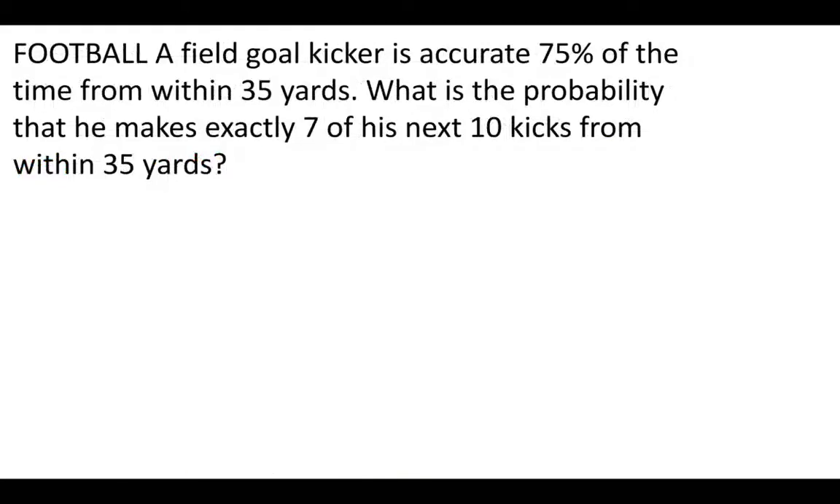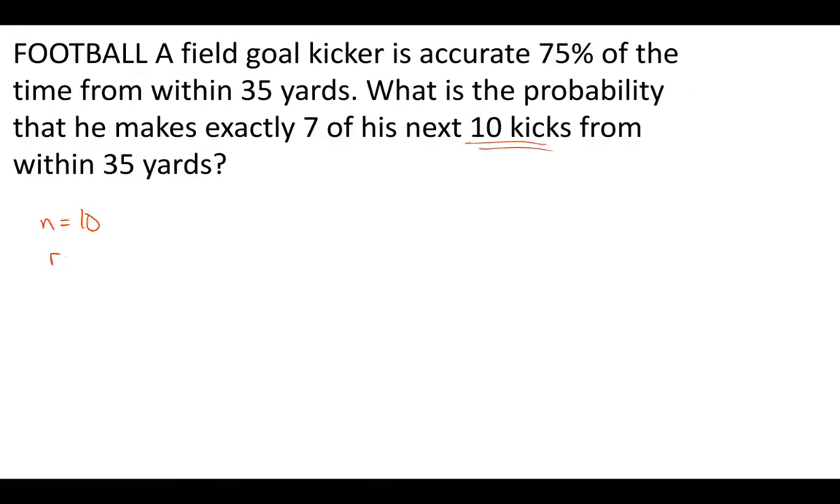For the next example, for football, a field goal kicker is accurate 75% of the time when he's within 35 yards. So what's the probability that he's going to make exactly 7 of his next 10 kicks from within 35 yards? So we need to identify our 4 variables. Our N is the total number of trials, so he's going to make 10 kicks. So that's the total.